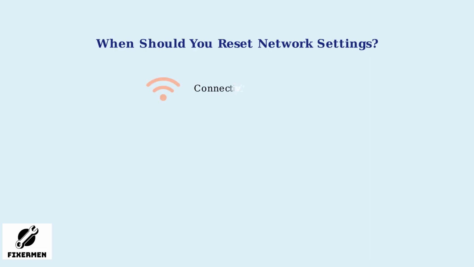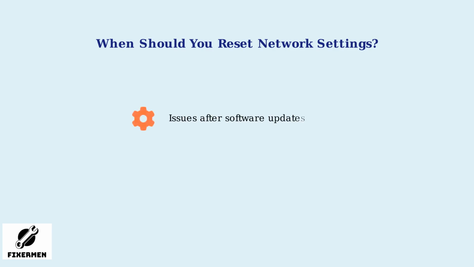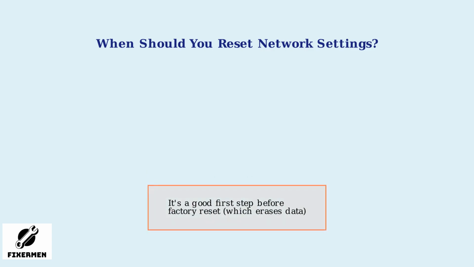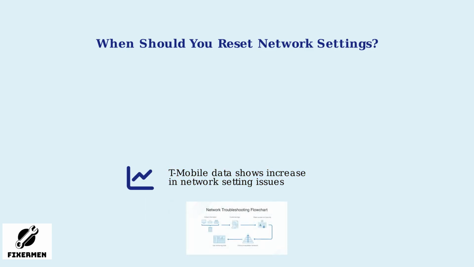Consider resetting your network settings if you experience connectivity drops, especially in rural areas. This can also help with issues that appear after software updates. Slow data speeds are another reason to try resetting network settings, and problems with call quality can often be resolved this way. It's a good first step before resorting to a factory reset, which erases all your data. T-Mobile's support data shows a significant increase in network setting-related issues, making this a common troubleshooting step.